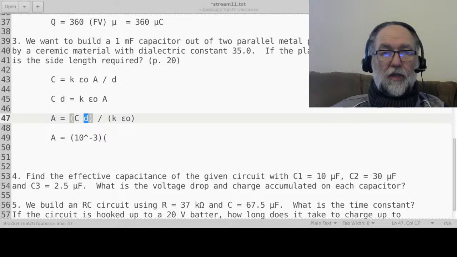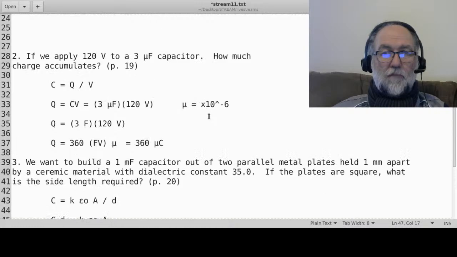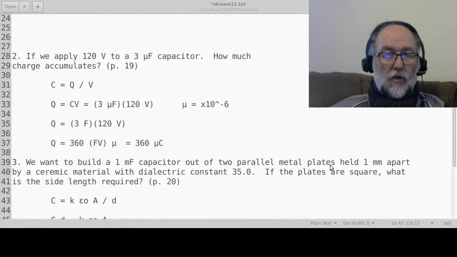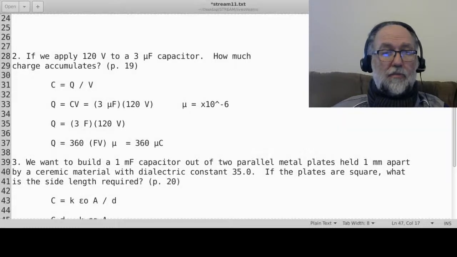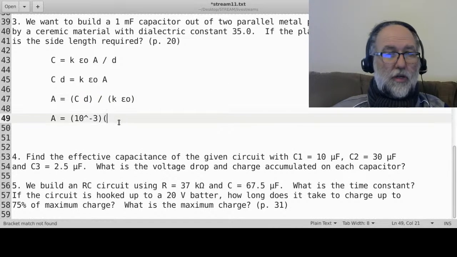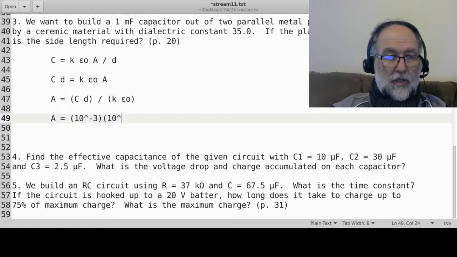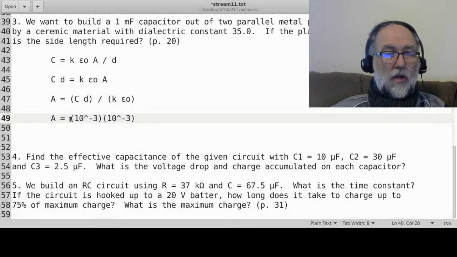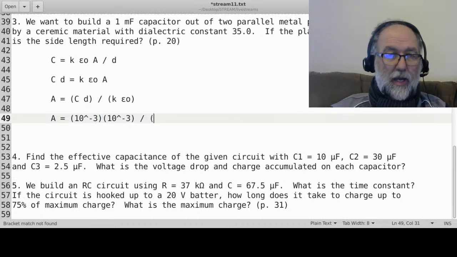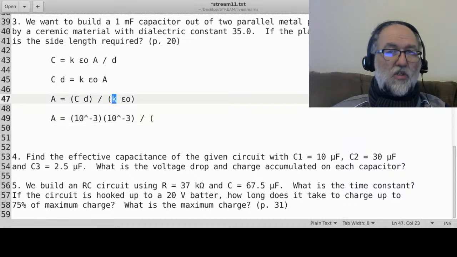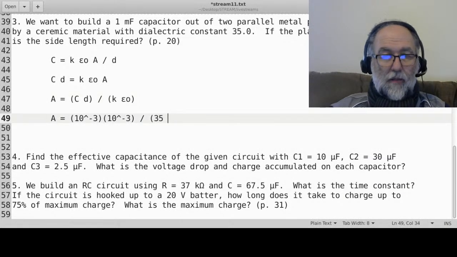D is the distance between the two plates, and it's kind of hidden there. Let me just scroll down for a sec. So they're held a millimeter apart. A millimeter is a thousandth of a meter. That's 10 to the minus 3. Okay, so over here, times 10 to the minus 3. Okay, so there's the millifarad, there's the millimeter, and then divided by, and then we've got this factor for K here, which is 35. Okay, like that.